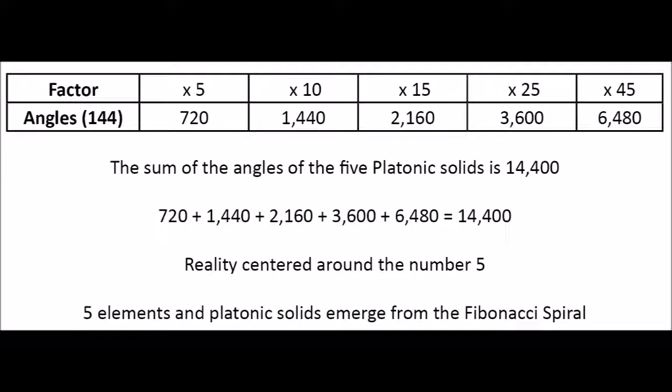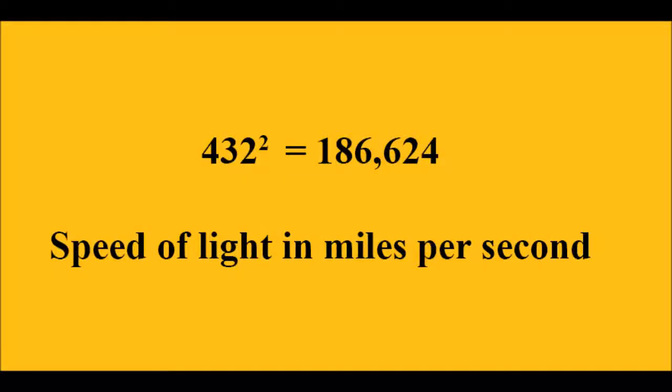432 is obviously based on this divine numerical system of root 9. If we square the number 432, we get the speed of light in miles per second, 186,624. This represents the distance traveled by the light in 1 second.